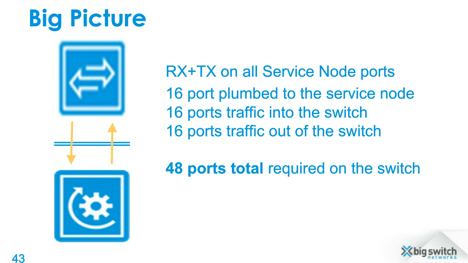Because if you have 16 ports and you look at a switch, 16 of its ports have to go to the service node. Now, if you want to send useful traffic to the service node, you need to bring 16 ports into that switch to direct it down to the service node. And you also need 16 ports to egress that traffic. So really, a 16-port service node requires a 48-port switch to be connected to make it successful in a fabric.